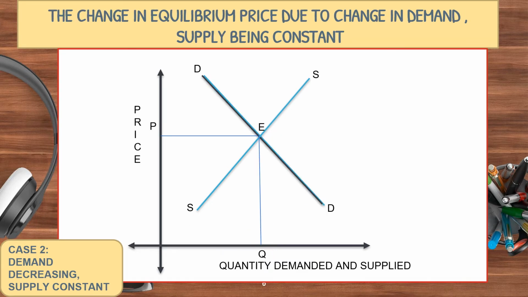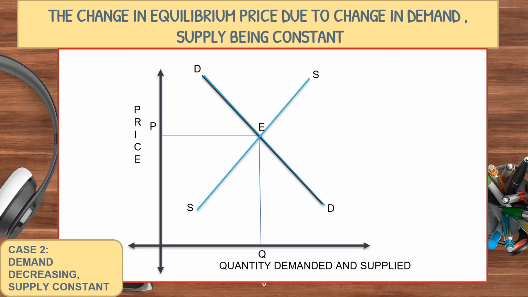Let us now study case 2, that is the change in the equilibrium due to a decrease in demand, supply being constant. Demand can decrease due to a fall in income, or tastes and preferences may change against this good, or perhaps the price of a related good may have fallen, so consumers will shift to the related good. Perhaps there is an expectation that the prices of this particular good may fall in the future, so the consumers may decrease their demand in the present situation. So for all these reasons, the demand curve may shift backwards.